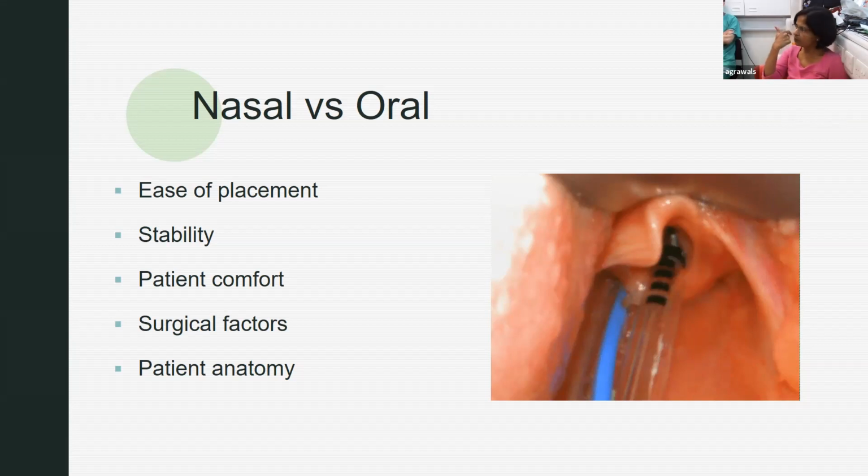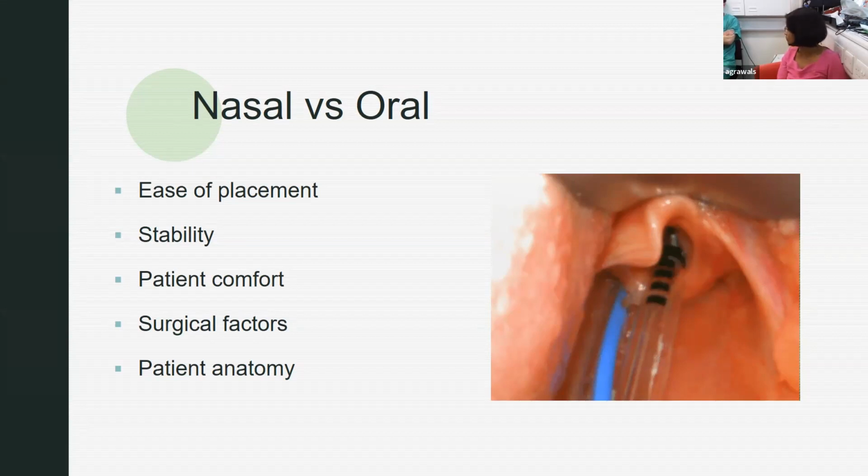It goes along the nose, so it's more stable, it moves less, unlike the oral tube, which is very easy to move up and down. Follows the physiological curvature of the airway. That's what you mean. Yes, absolutely. What else?